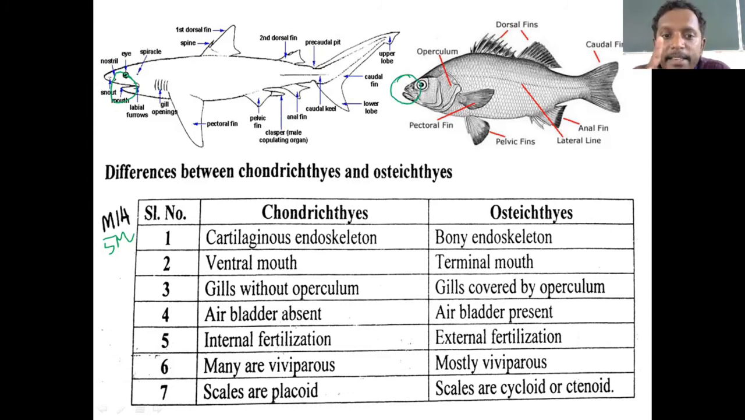Third point, gills without operculum, or else you can modify and write. Here gill slits are present without operculum. Or you can also write gills are without operculum. Here gills are covered by operculum. Got it? You can also write operculum is absent, operculum is present. Gill slits are present, gill slits are absent. But why get confused? Stick to the points given here. Now fourth one, air bladder is absent.